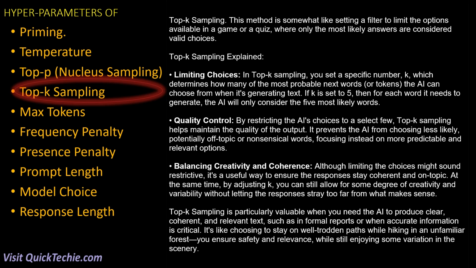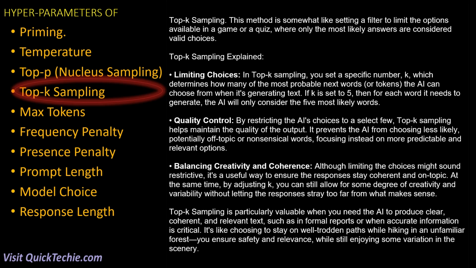In top K sampling, you set a specific number, K, which determines how many of the most probable next words or tokens the AI can choose from when it's generating text. If K is set to 5, then for each word it needs to generate, the AI will only consider the 5 most likely words. Quality control.